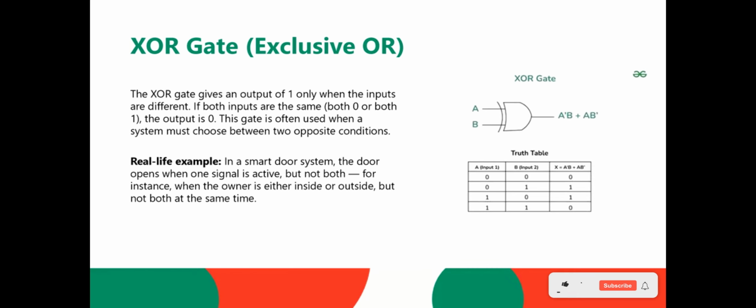XOR gate. The XOR gate gives an output of 1 only when the inputs are different. If both inputs are the same, the output is 0. Here the truth table is given as 0 0 means 0, 0 1 means 1, 1 0 means 1, 1 1 means 0.